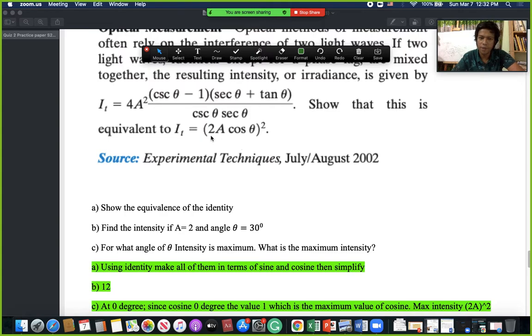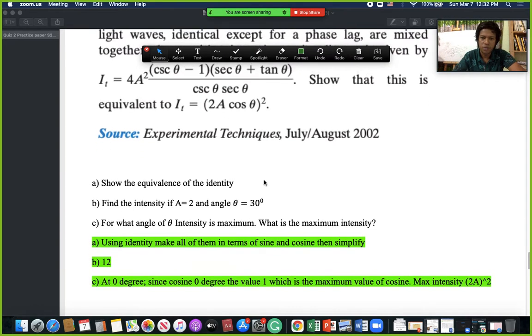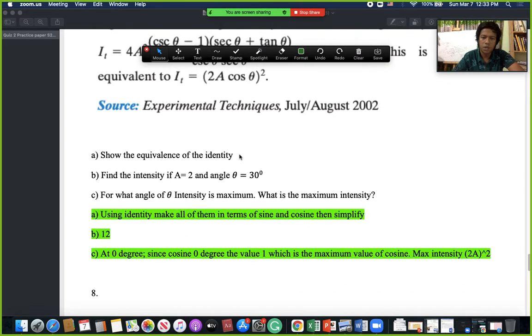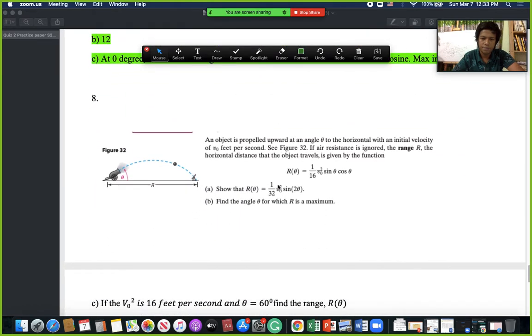And if the value is given, suppose a equals 5 or equals 3, then actually you can find out the maximum intensity also. So this is how we can work with this math.